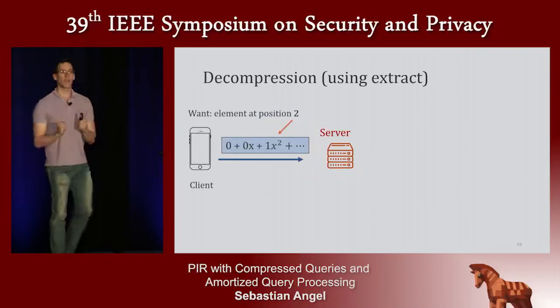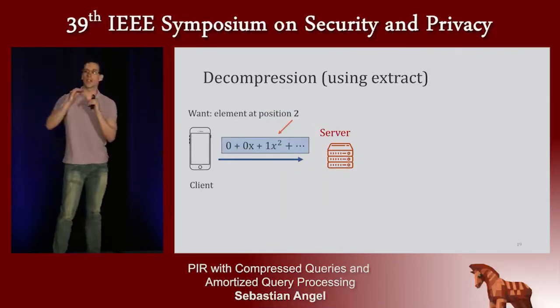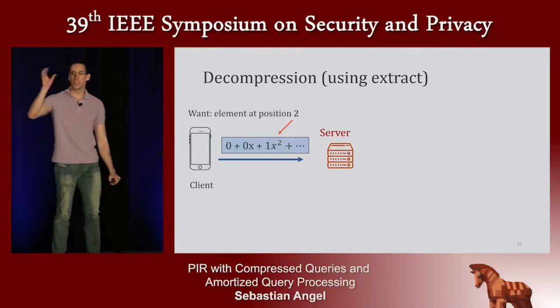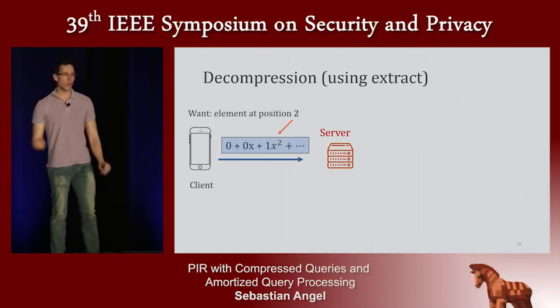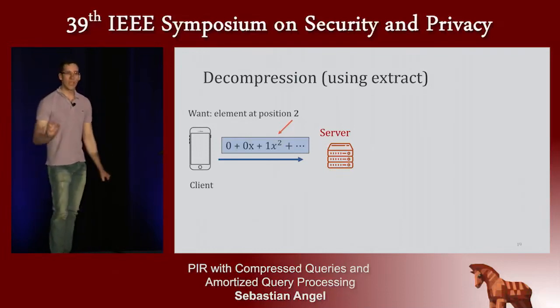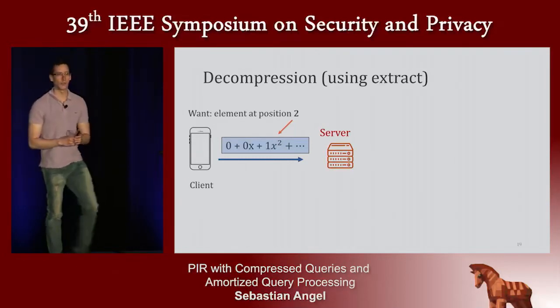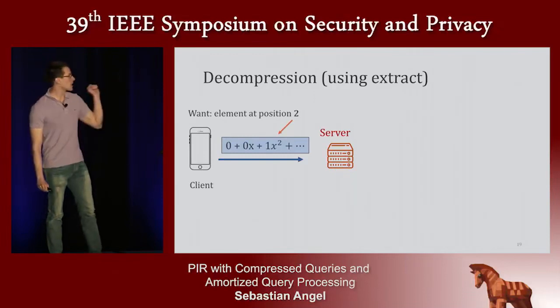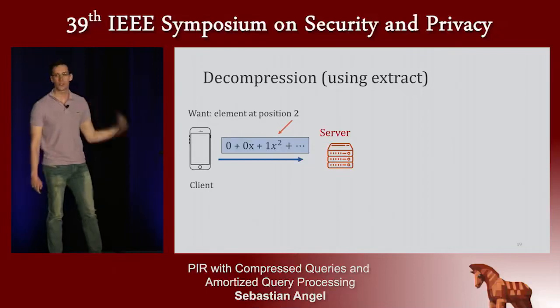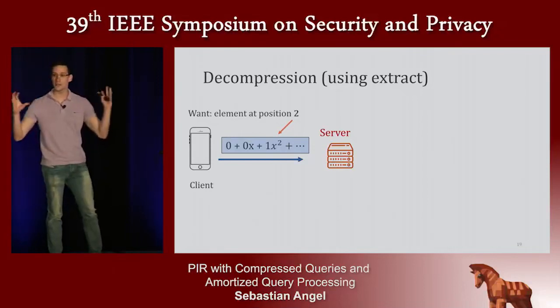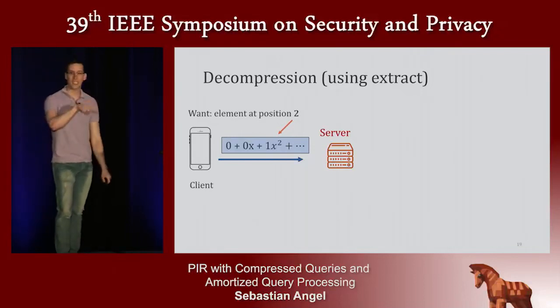So in XPIR, what the client is doing is generating a bunch of different encryptions of 0 and an encryption of 1. What we're going to do instead is encode this query vector in the coefficients of the polynomial. Because the client was interested in the element at position 2, we're going to set the 1 next to x squared, and all the other coefficients are going to be 0. So this is going to be a single ciphertext of this polynomial, which the client is going to send to the server.